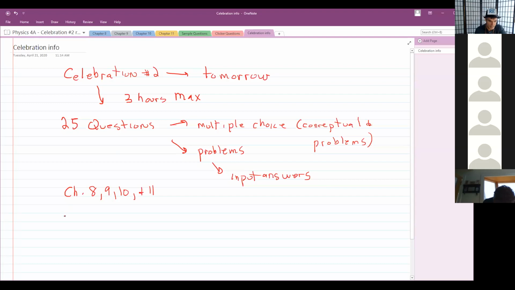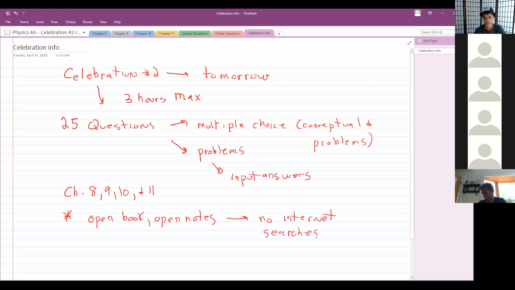And in terms of what is allowed, this is basically open book, open notes. The only thing you can't do is no internet searches. Now, your PLC that's due today by midnight is basically just creating a 1-page cheat sheet. Even though it's open books, open notes, if you don't have some kind of organized cheat sheet prepared, it's going to make your life much more challenging.